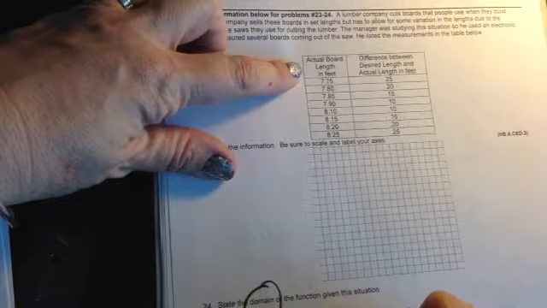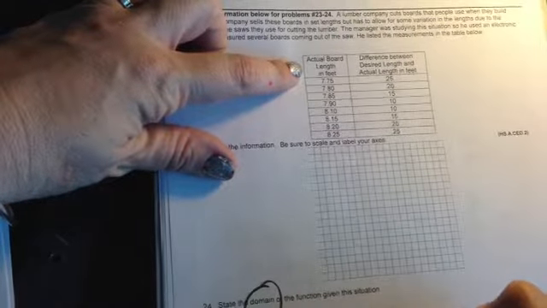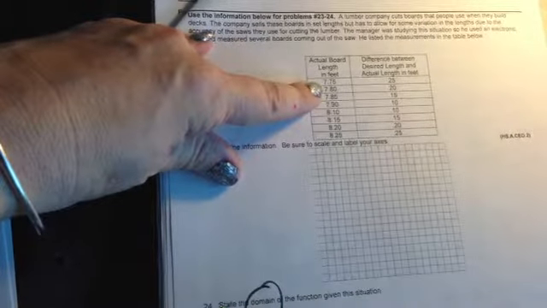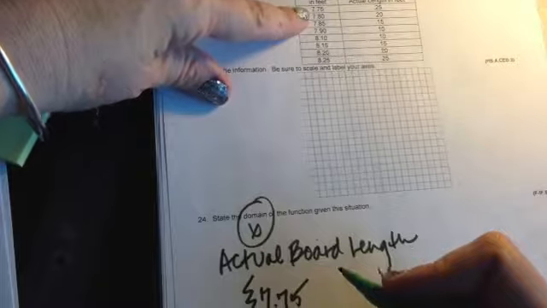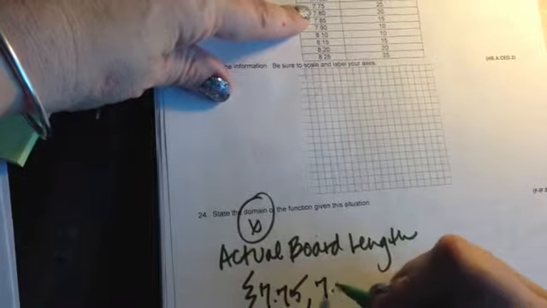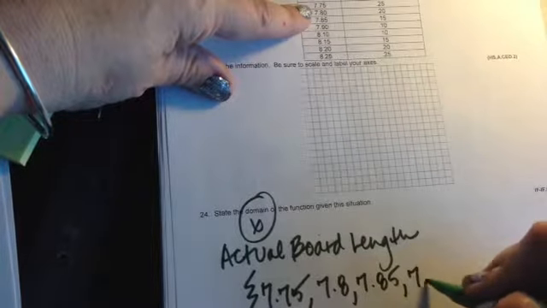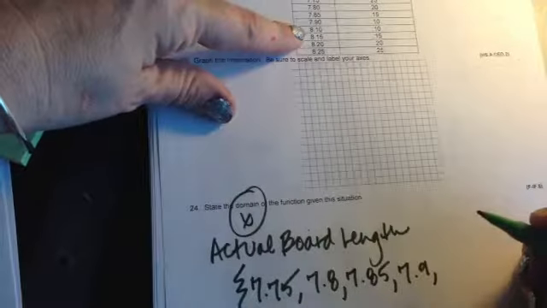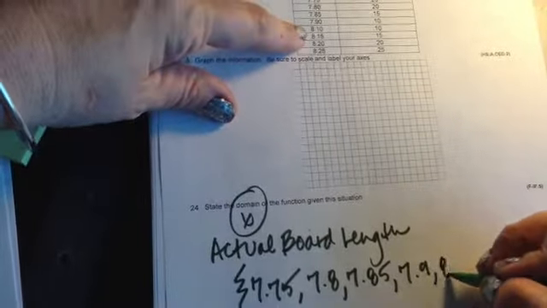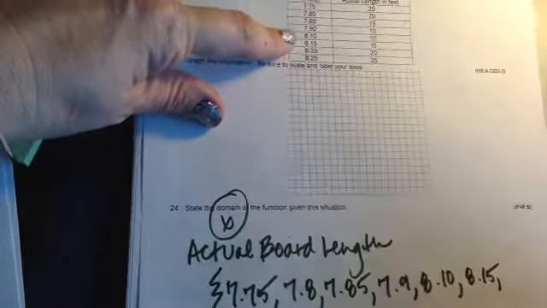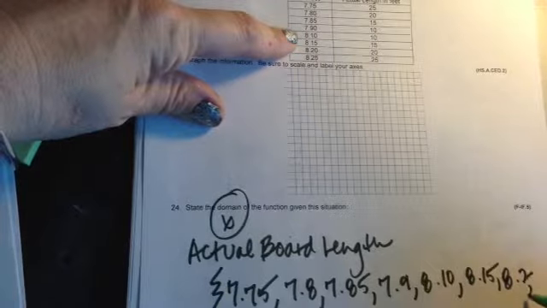I'm just going to go up to my table of values, and I'm going to grab my smallest one. And I think these are actually listed smallest to largest. My domain values are just the x values out of my table. 7.75, 7.8, 7.85, 7.9. We don't have a 7.95. We go right to 8.1, 8.15, 8.2, and 8.25.